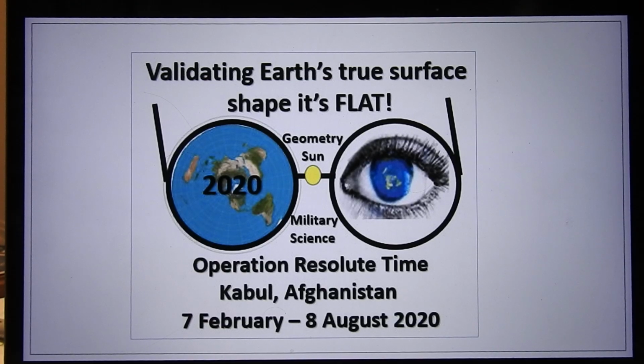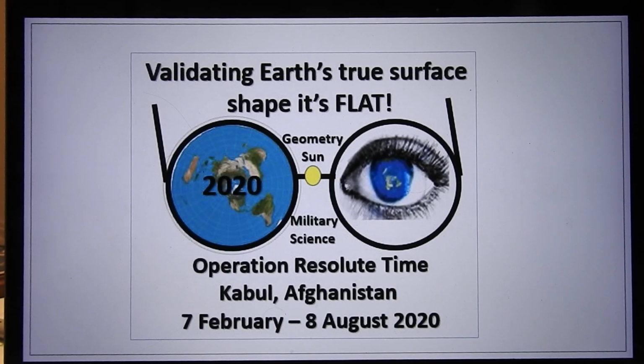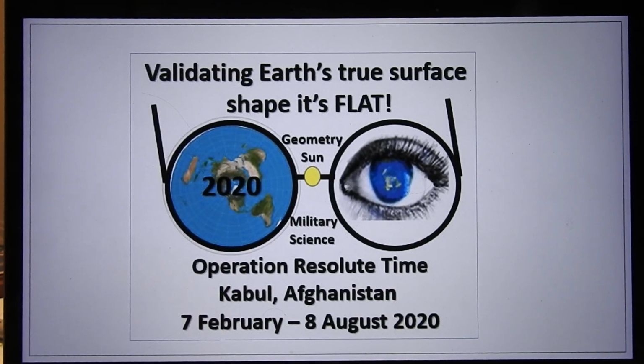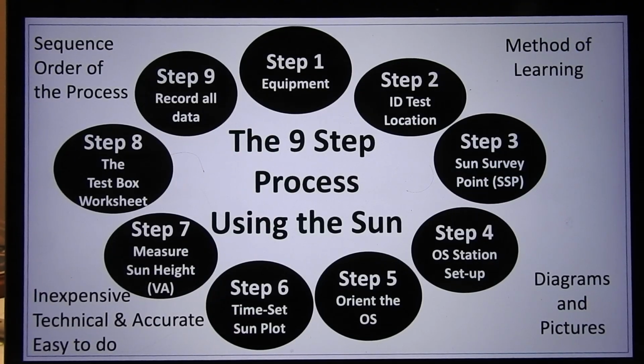The sun didn't really bring me into flat Earth. The sun validated flat Earth for me. So again, it's how we can validate the shape of the Earth through a very simple step-by-step process. And again, Operation Resolute Time, one of the most extensive tests in recorded history, done in a war zone, probably the first time that's ever been done. All part of the 9-step geometric validation process. And again, it's a step-by-step method of learning.